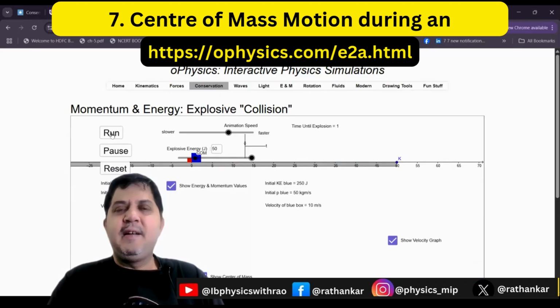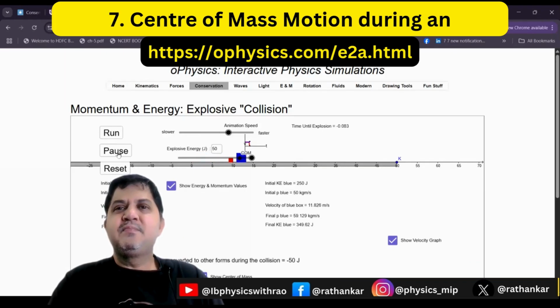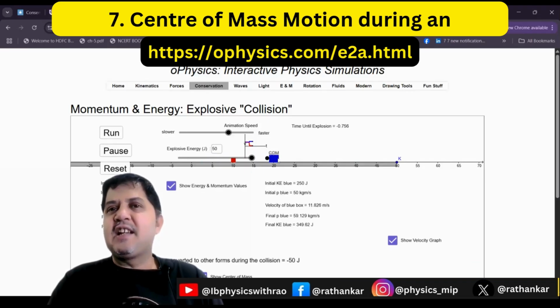When I run this over here, until explosion, both the boxes are attached. Center of mass is also associated with them. Let me run this. Yes. Now when there is an explosion, what happens to the center of mass? This is your center of mass. Center of mass is still moving, but it is not still attached to this one. So it is a little bit farther away from the blue box.